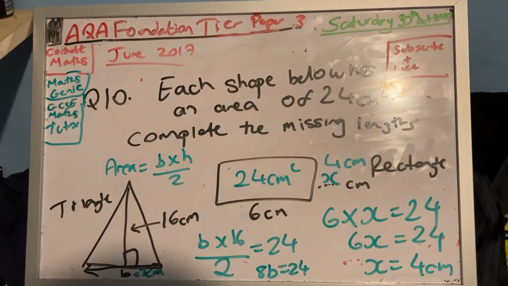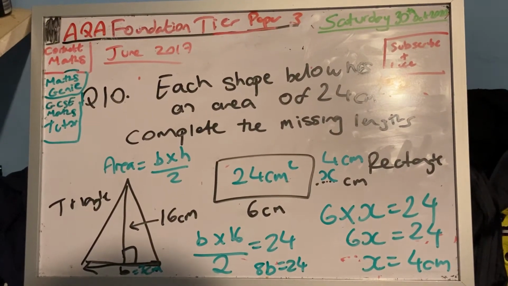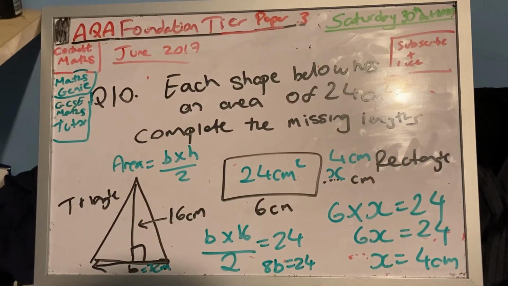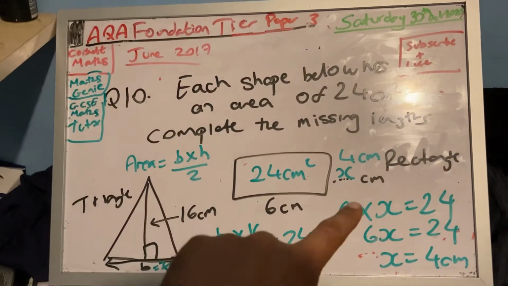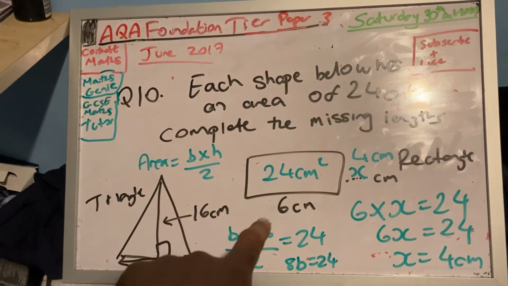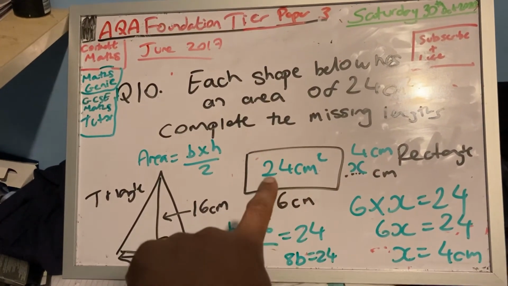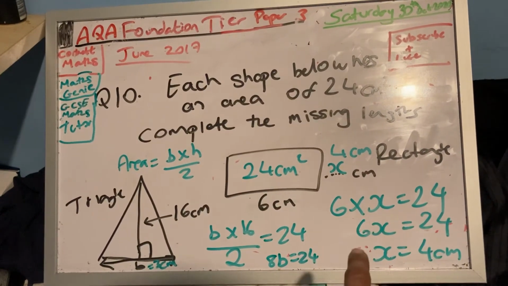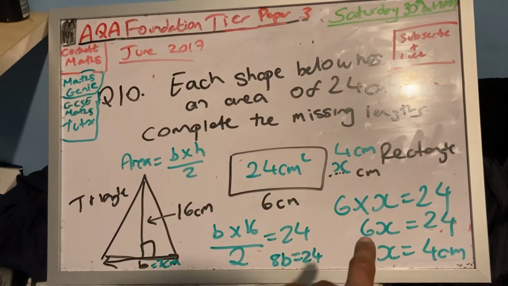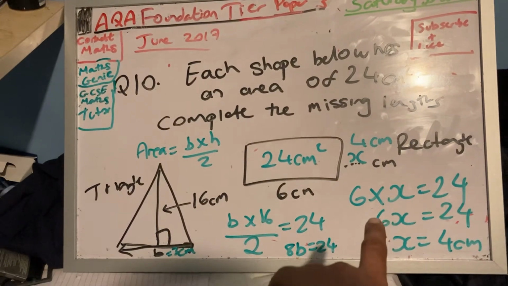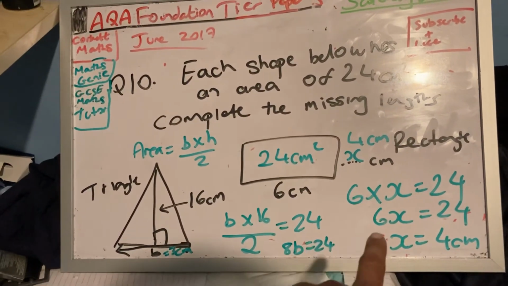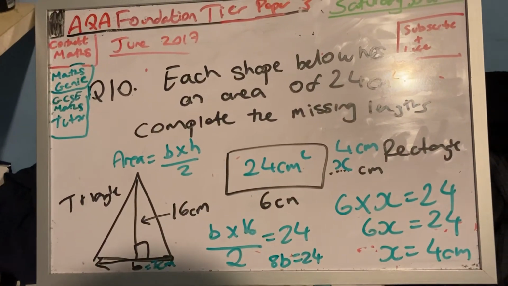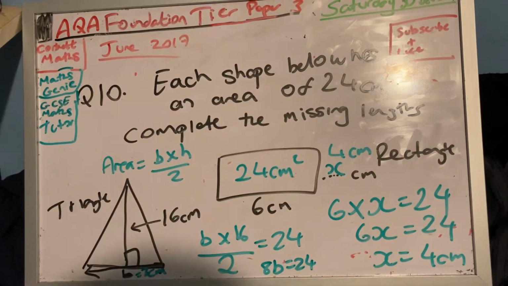Let's start off firstly with the rectangle. The area of a rectangle is length times width. So it's 6 times something equals 24. So 6 times x is 24, where I've called the missing width x. So 6x equals 24. Dividing both sides by 6, x equals 4, because the opposite of times by 6 is to divide by 6. So the width of that rectangle is 4 centimeters.